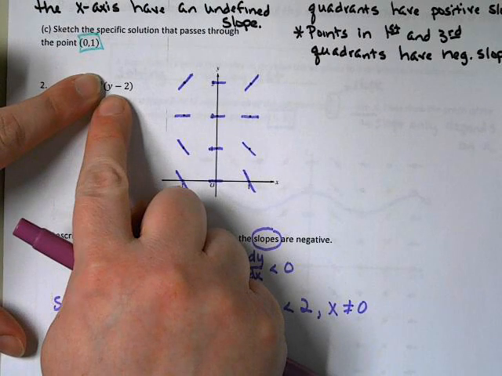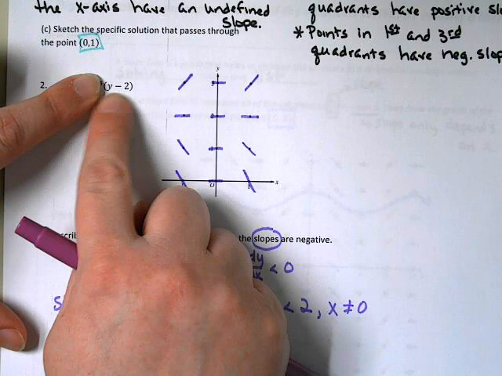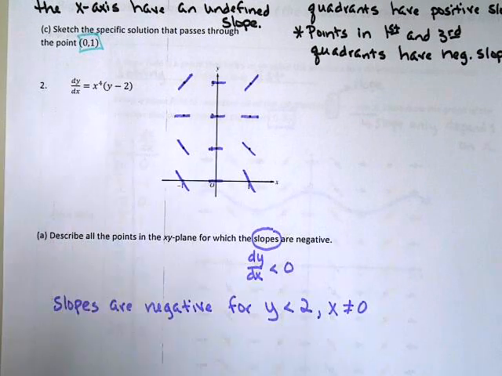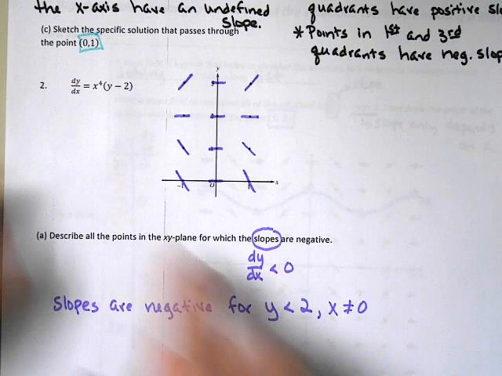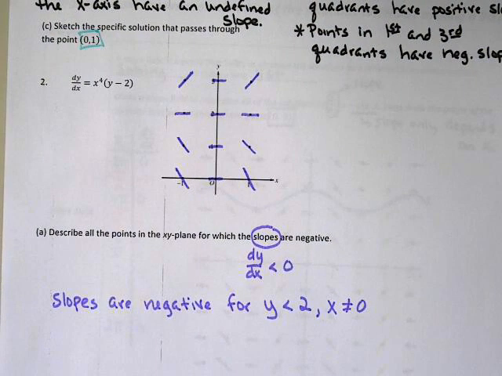And that should make sense because if we look at our equation, we know that anything in here where y is less than 2, that's going to give us a negative number here, and that's going to give us a negative slope then, except for, of course, when x is equal to 0, because that makes the whole thing equal to 0.